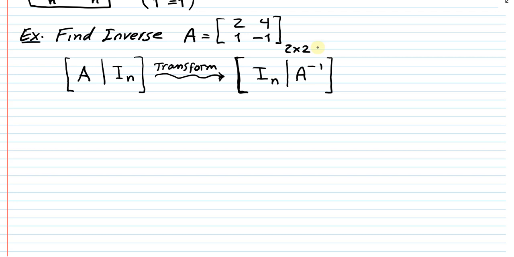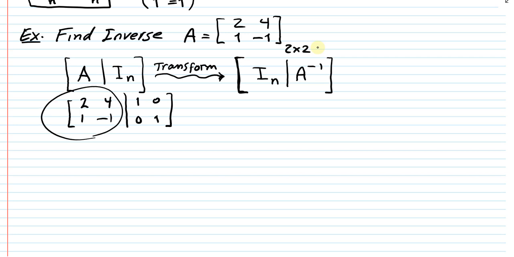So let me do an example, the one that we're doing, 2, 4, 1, negative 1. First, we're going to augment it, right? So it's going to be 2, 4, 1, negative 1, augmented with 1, 0, 0, 1. Now the focus is on the elements over here on this matrix. We're going to transform this matrix, use reduced row echelon form.